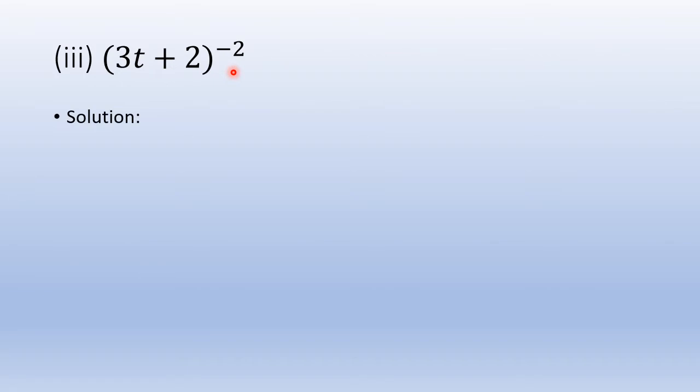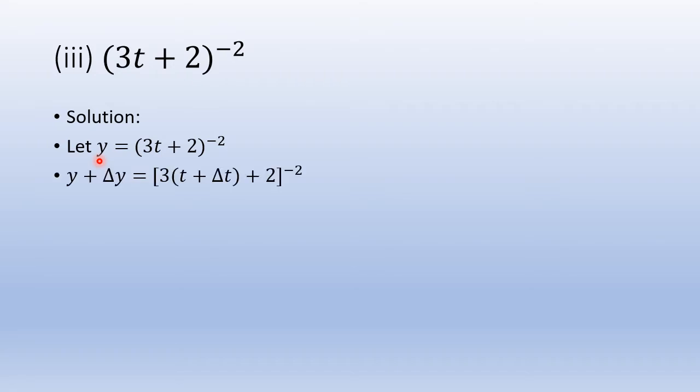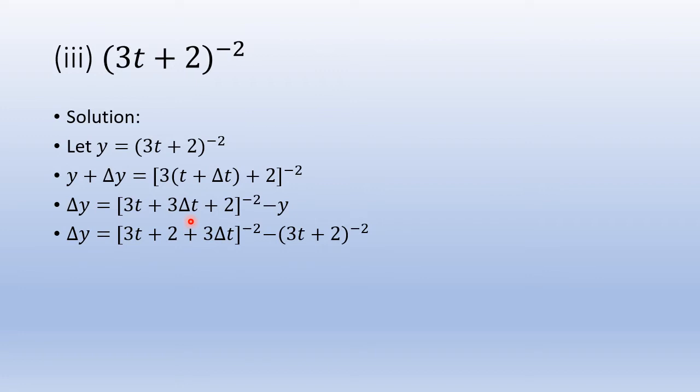Let's start. Let's take y equals (3t + 2)^(-2). Step number 1, replace t by t plus del t, y by y plus del y. Step number 2, we will open up this bracket and meanwhile we will bring this y over here with a negative sign. Here it is. Next step, we will put y equals (3t + 2)^(-2) here and we will arrange these. We will bring this 2 over here and we will rearrange these three terms like this.